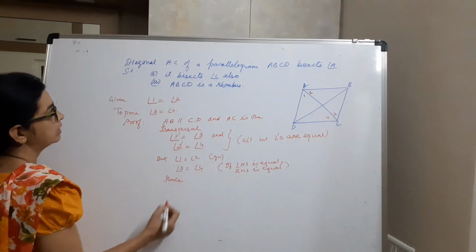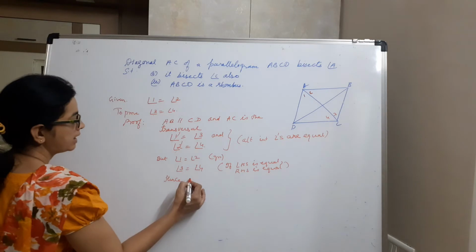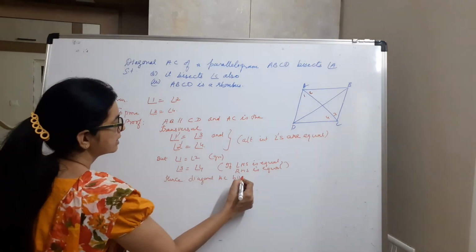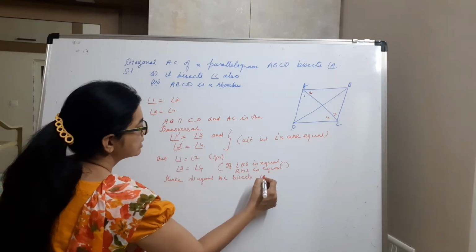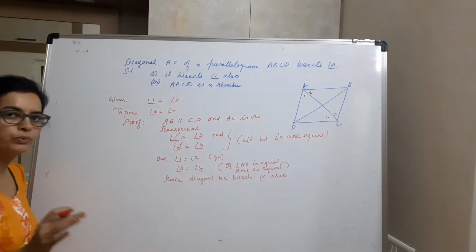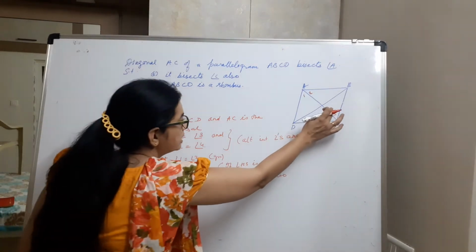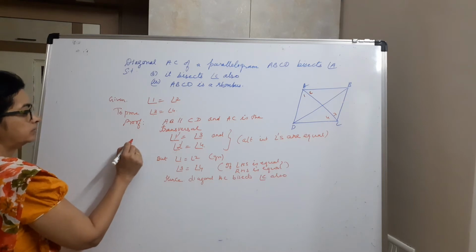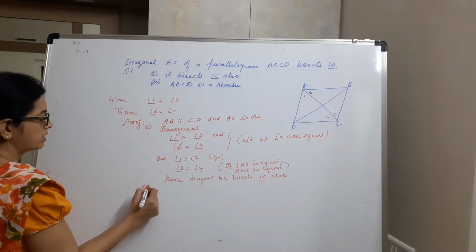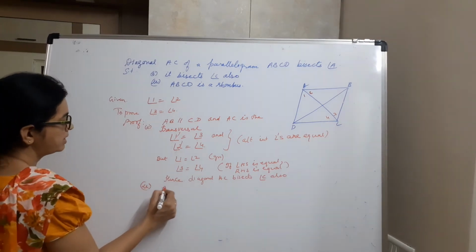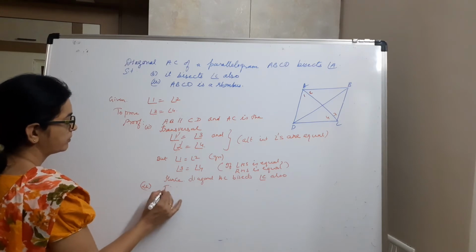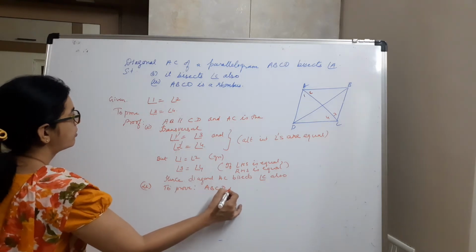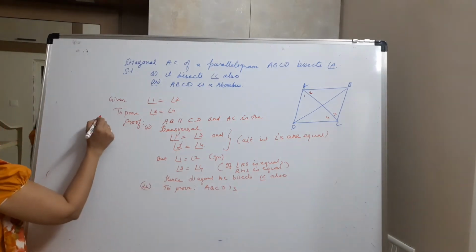Hence diagonal AC bisects angle C also. In order to prove that it bisects angle C, we need to prove only this 3 is equal to 4, which we already proved. Then the second part. This is the first part. And in the second part, we are going to prove that ABCD is a rhombus. The first part is over here.